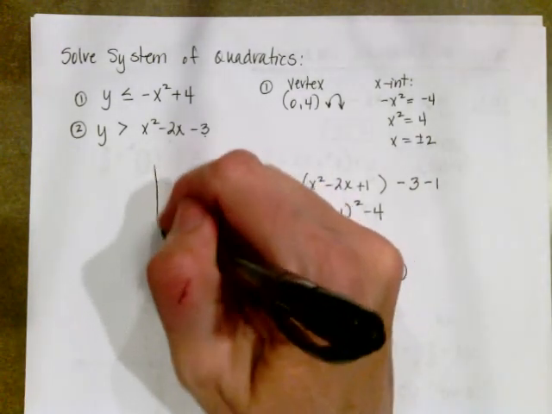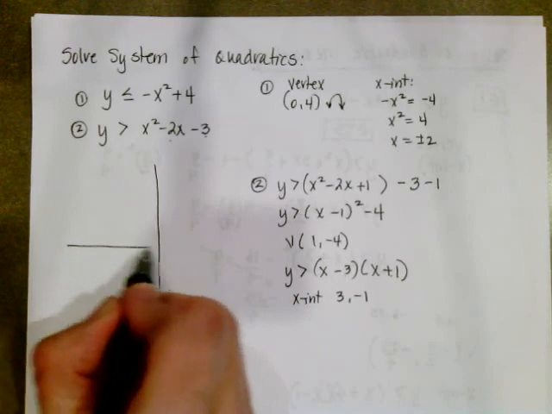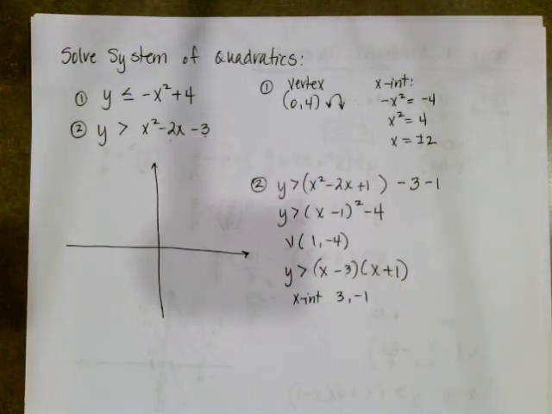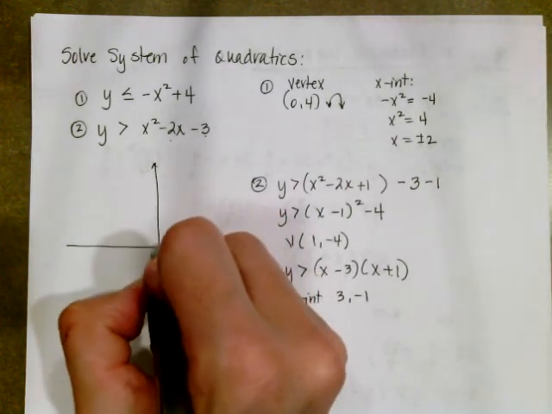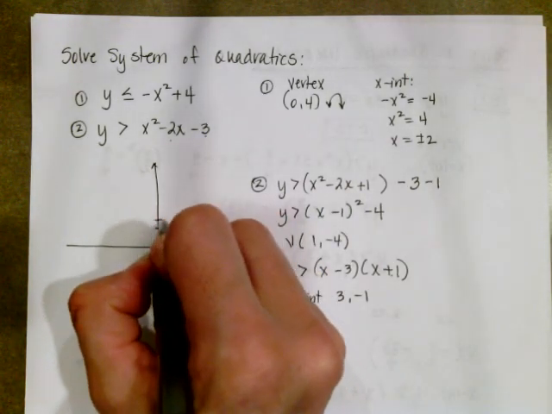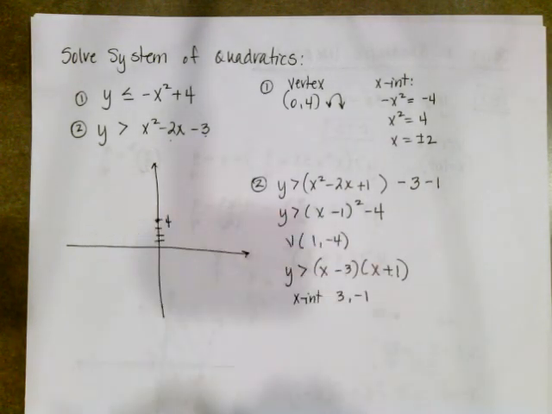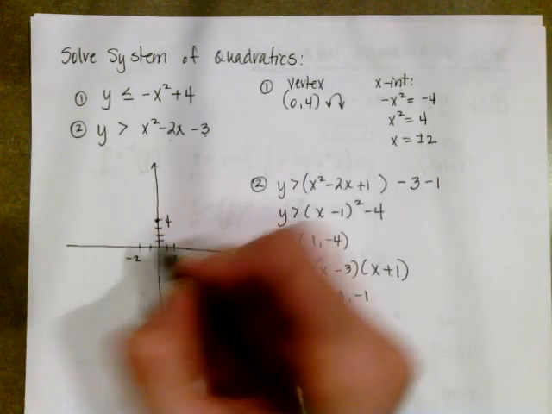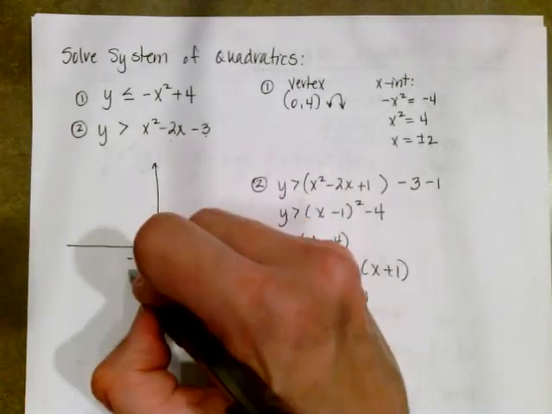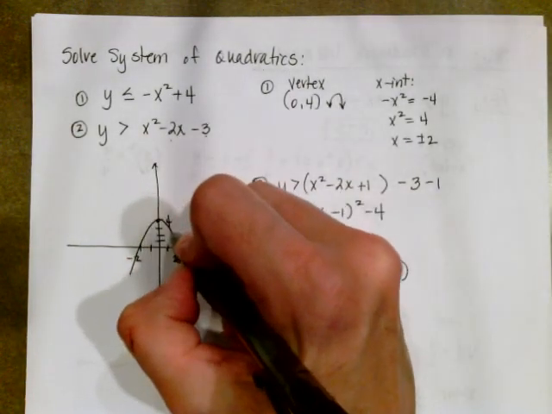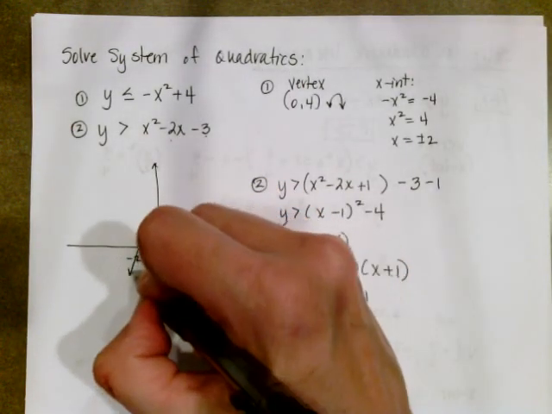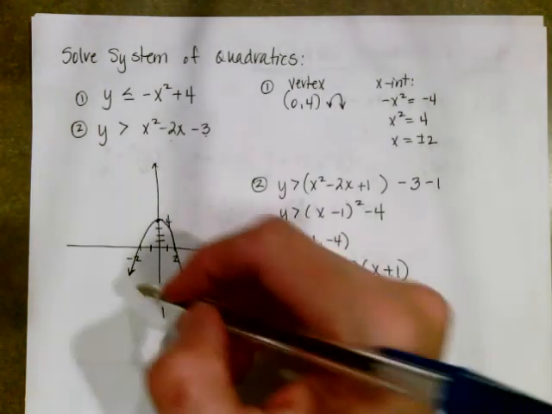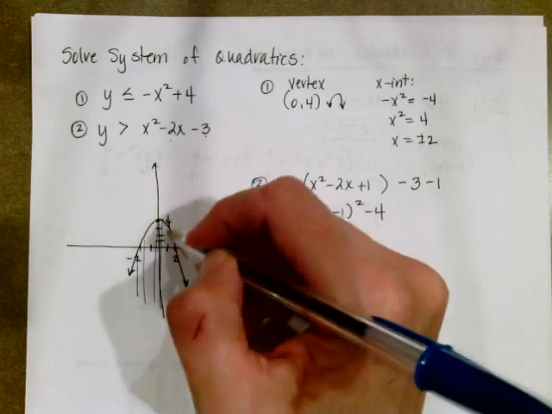So let me graph, and I'll do one equation at a time. All right, so if I graph equation number 1, its vertex is 0, 4. So 1, 2, 3, 4. There's my vertex, and my intercepts are at 2 and a negative 2. Less than or equal to, so the line is solid. And there's my graph. And notice it says less than or equal to, so I'm going to shade down.